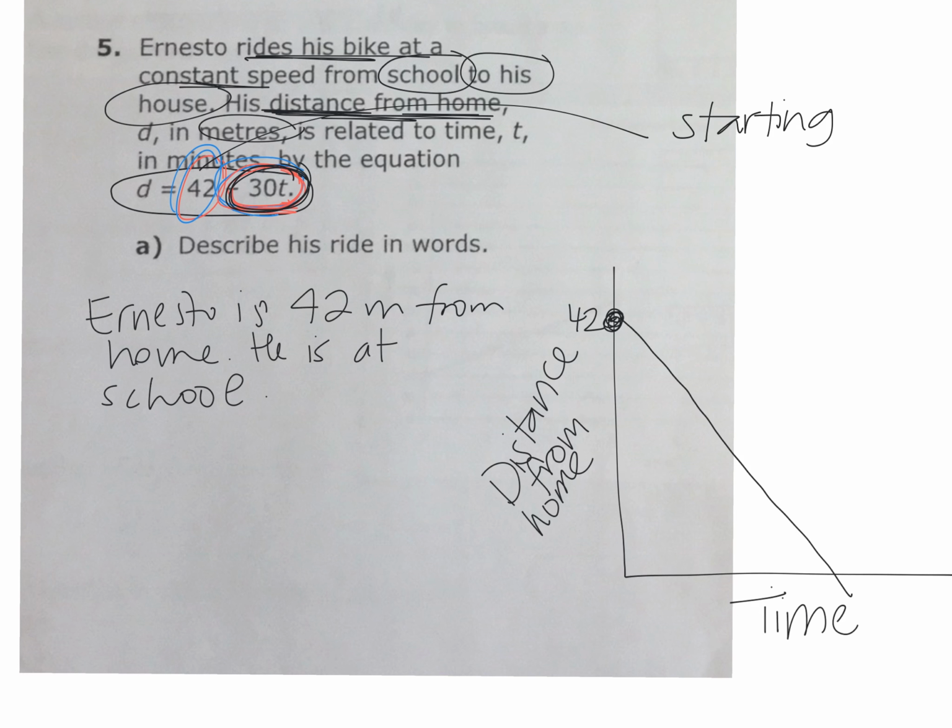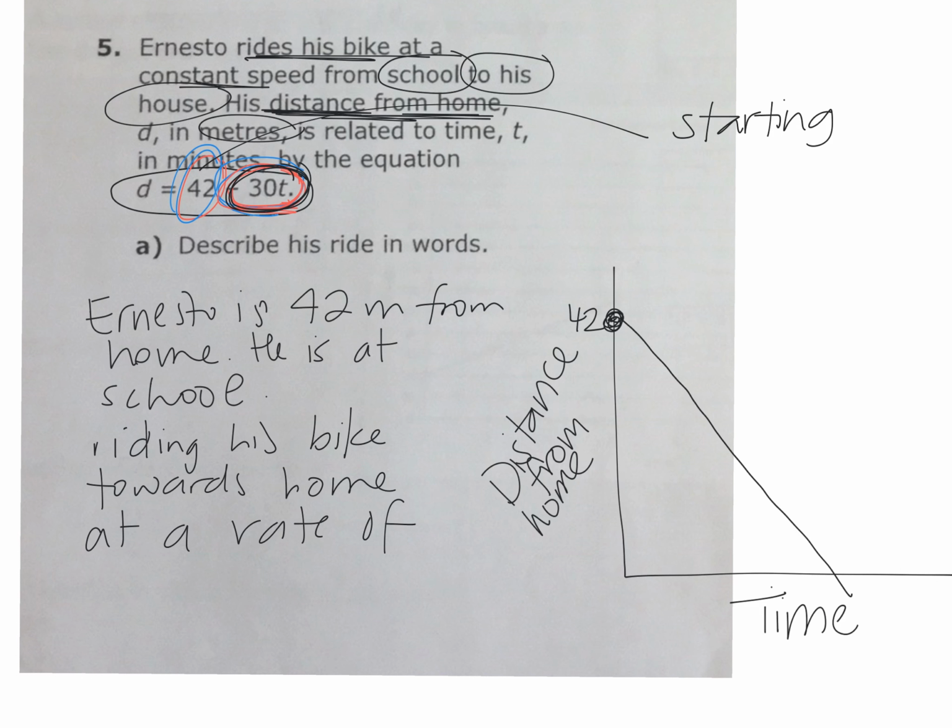It means that he is riding his bike, I hope we're copying this down, towards home at a rate of what? What's the rate of change, Rick? 30 meters per, what's T? What's time in? Time in what? Seconds, hours, what? Minutes. Thank you.